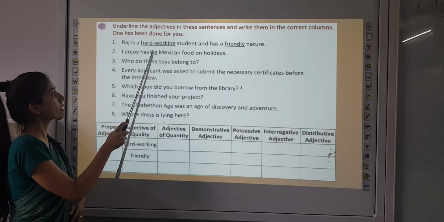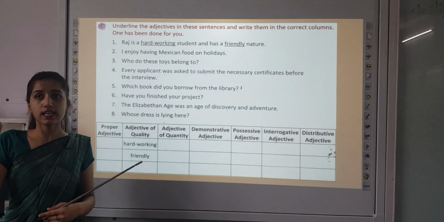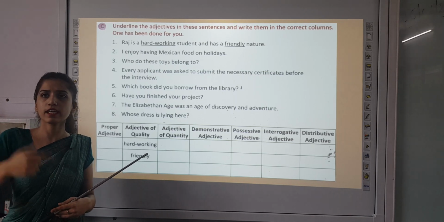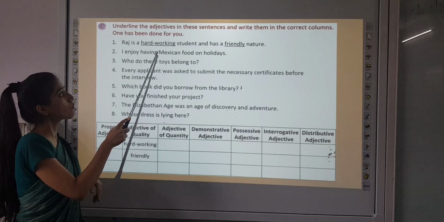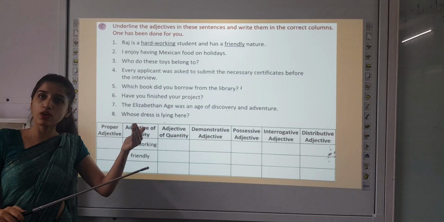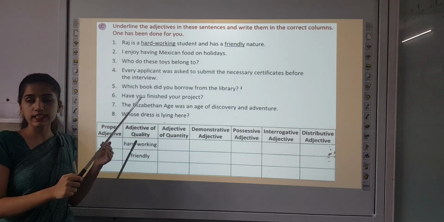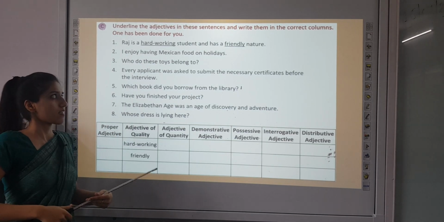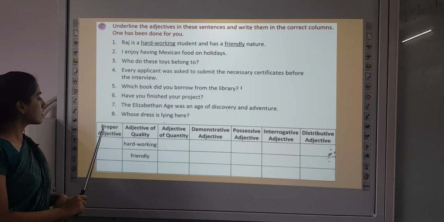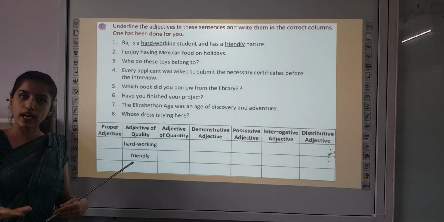I enjoy having Mexican food on holidays. So as I told you in the starting, the first type of adjective we studied about was proper adjectives, right? So here the word Mexican we are getting from Mexico, the country Mexico. So Mexican is a proper adjective, which is formed from a proper noun, that is Mexico. So Mexican will be written in the column of proper adjectives. Rest will be done like this only.